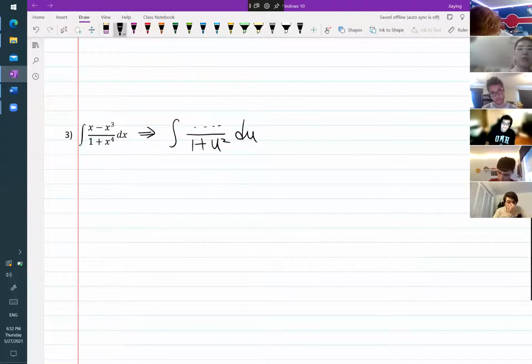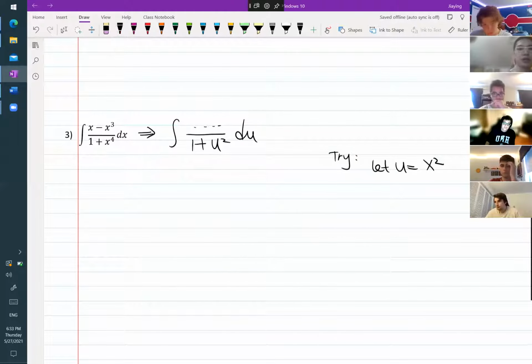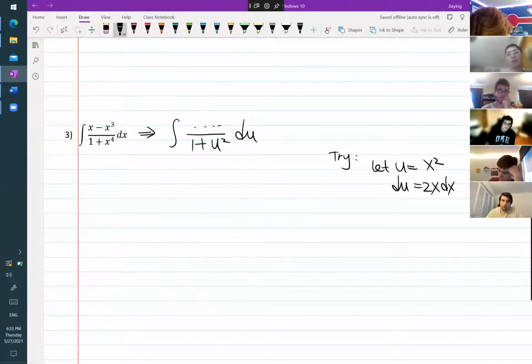So if that's what we want, let u equal x squared, right? Because we get x to the 4th. So if we want that to be u squared, u has to be x squared. So let's try that. du will be 2x dx. And I'm going to solve for dx. So dx equals 1 over 2x du.